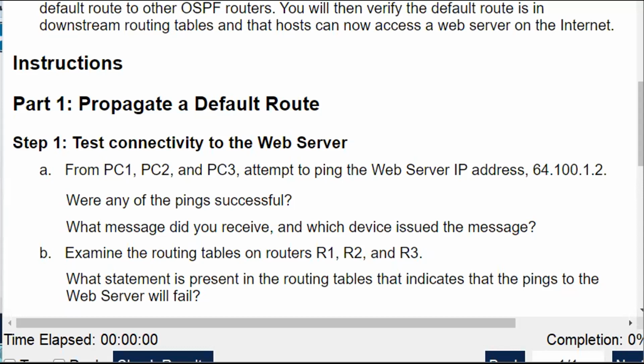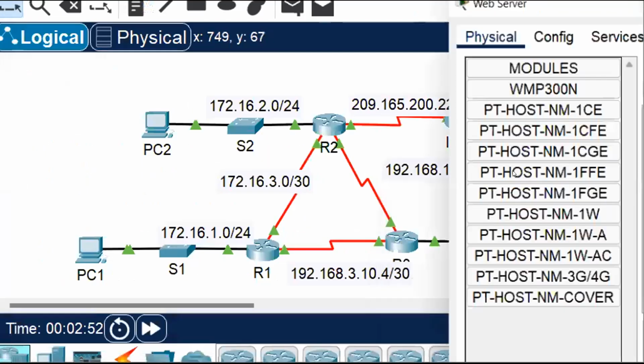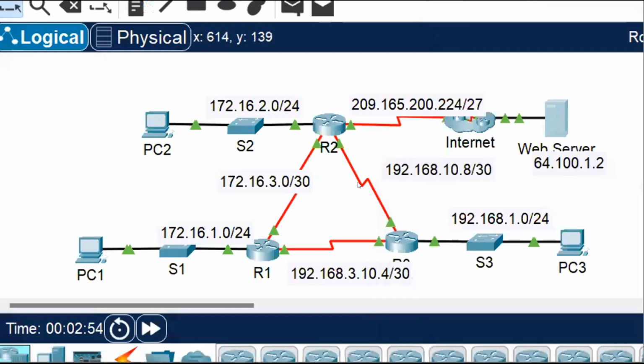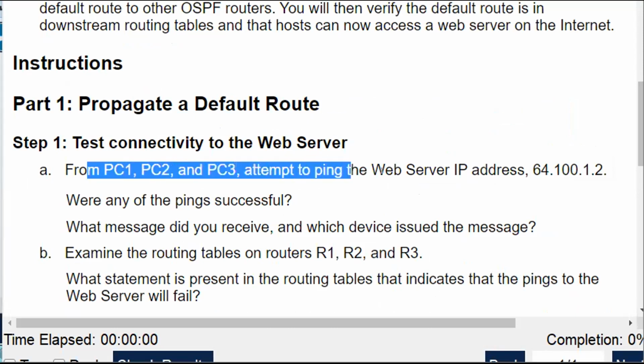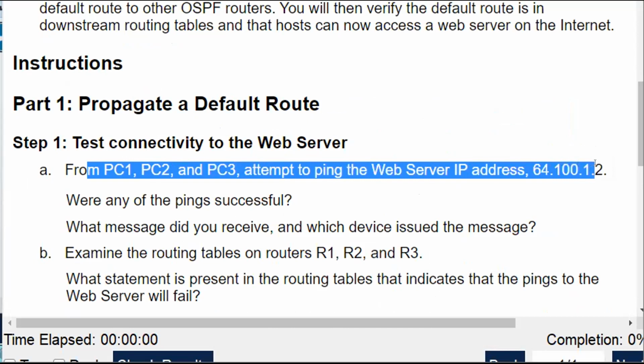Okay, so this is our Packet Tracer. This is the topology we are going to be working with, so that we'll just do the propagation. So let's see what the instruction requires. It says propagate a default route. So test connectivity to the web server from PC 1, 2, 3. Attempt to ping the web server IP address.